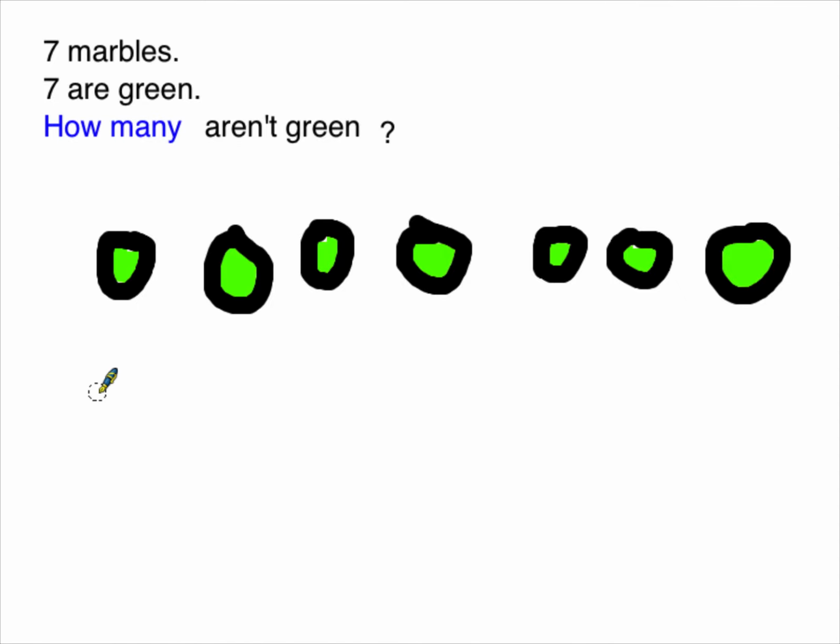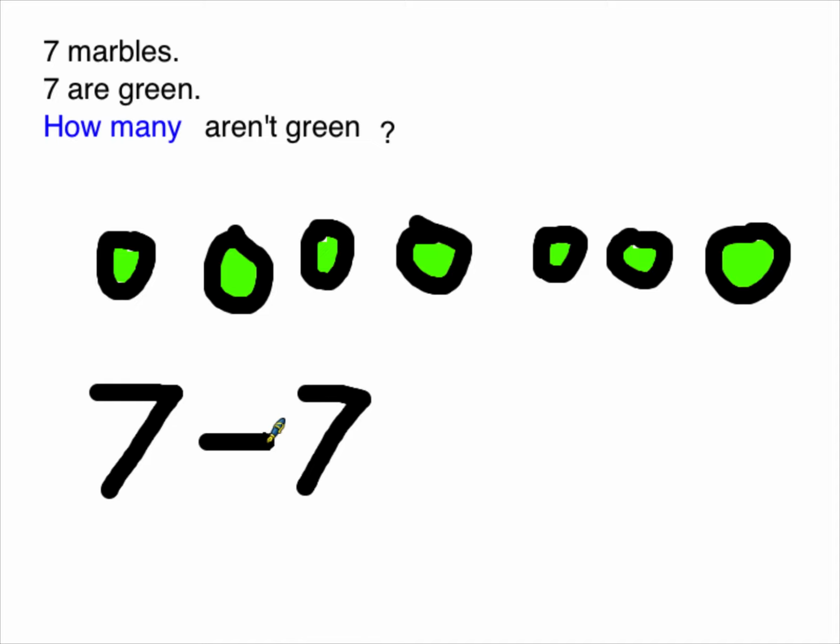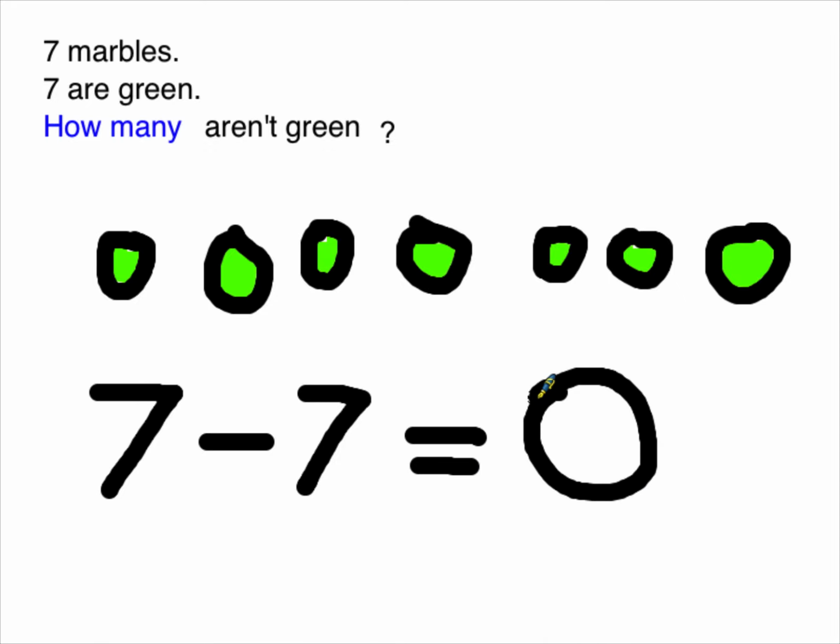So make the number sentence. You started with 7. 7 are green, so you take away the green ones. How many are not green? How many do you have left over? What number is that? 0.